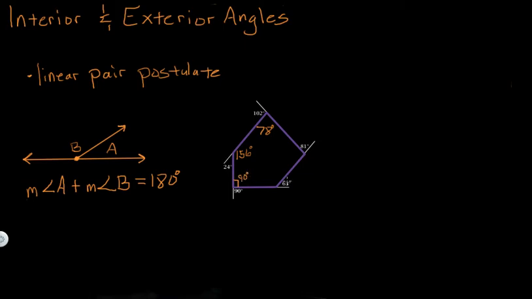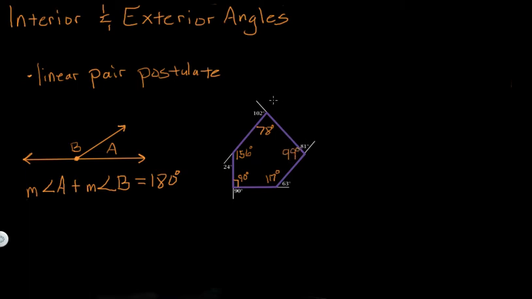And here we have a 63 degree exterior angle. So if we subtract 63 from 180, we get that this interior angle is 117 degrees. And finally, we have an 81 degree angle. And so if we subtract 81 from 180, we get that our final interior angle measures 99 degrees.